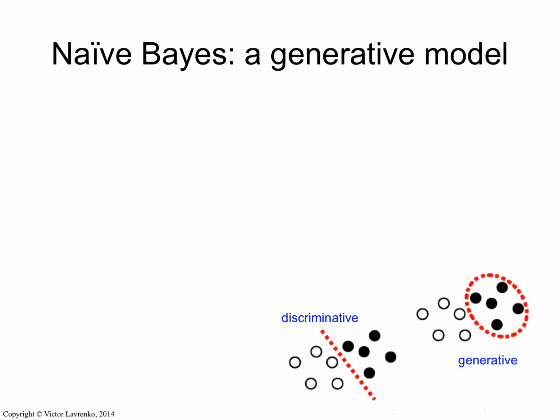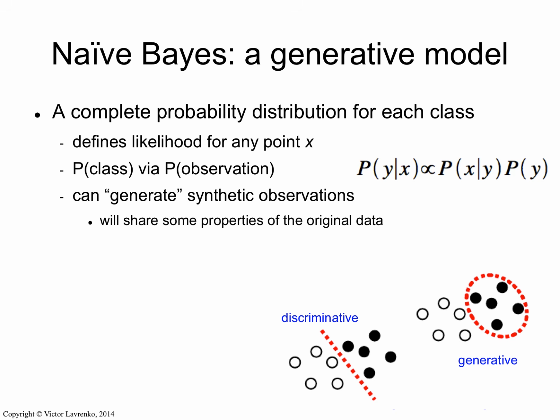We talked about the difference between discriminative and generative. Naive Bayes is a generative model. And what that means is it computes its predictions by modeling each class, not just by looking at the boundary between the classes. So pictorially, what that looks like is you're trying to separate the black from the white, right?